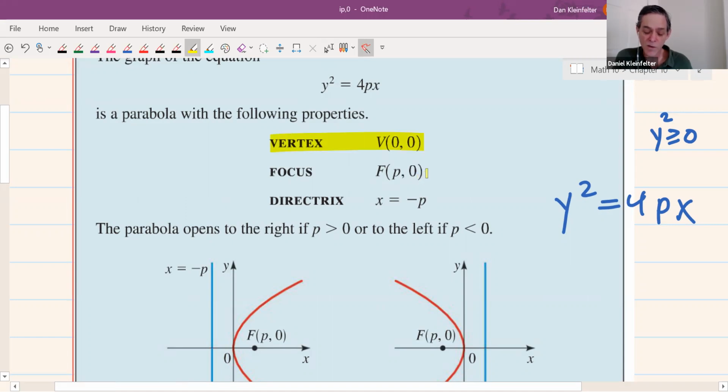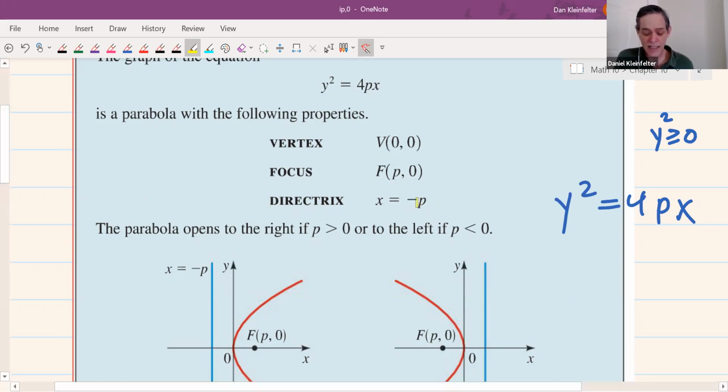The focus will be at (p, 0). Notice that for the focus, the x coordinate is p, the y coordinate is 0. Okay, if the y coordinate is 0, that means the focus is on the x-axis. If the focus is on the x-axis, it has to be side opening. Okay, the directrix is x equals minus p. So notice that it's x equals, making it a vertical line. It has to be a vertical line if the parabola is side opening.